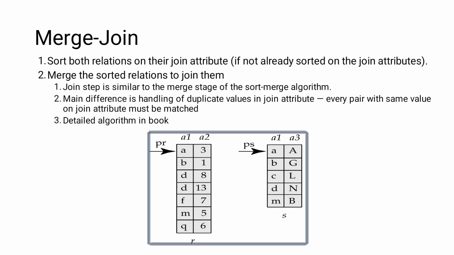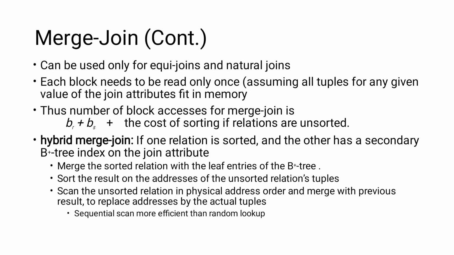Then we move on to merge join. The merge join algorithm, also called the sort merge join algorithm, can be used to compute natural join and equi-join. Here let me consider R intersection S to denote their common attributes. The algorithm is as follows: sort both relations on their join attribute and merge the sorted relations to join them. It can be used only for equi-joins and natural joins.